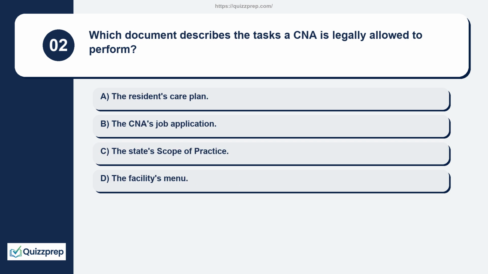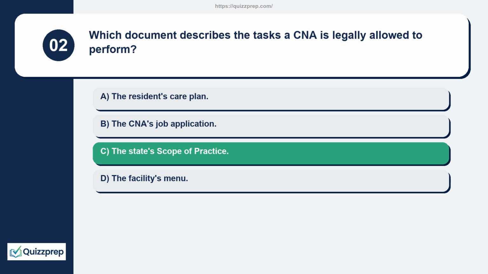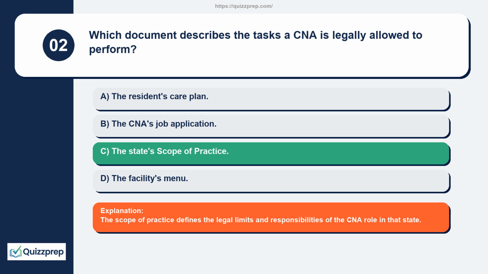Question 2. Which document describes the tasks a CNA is legally allowed to perform? The resident's care plan, the CNA's job application, the state's scope of practice, the facility's menu. The scope of practice defines the legal limits and responsibilities of the CNA role in that state.